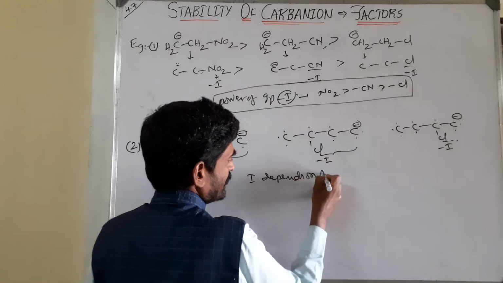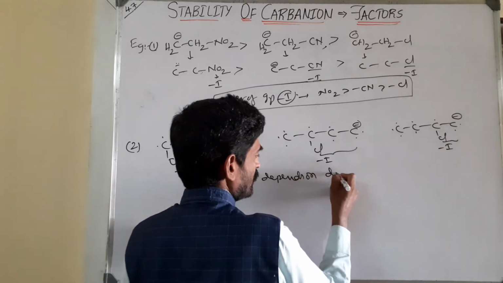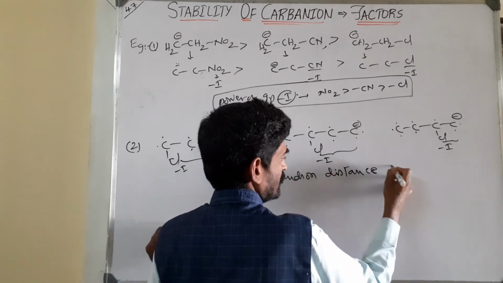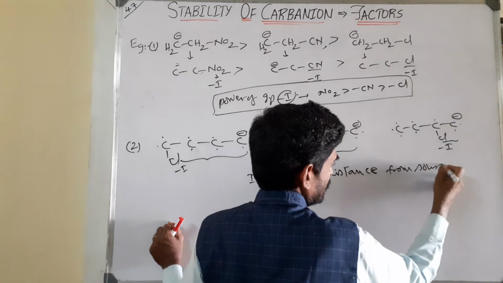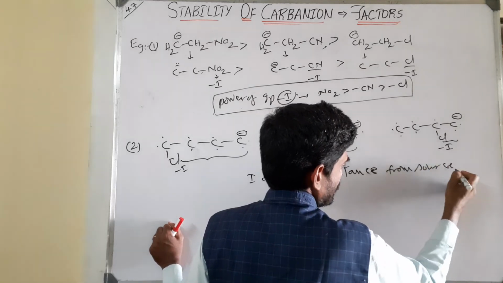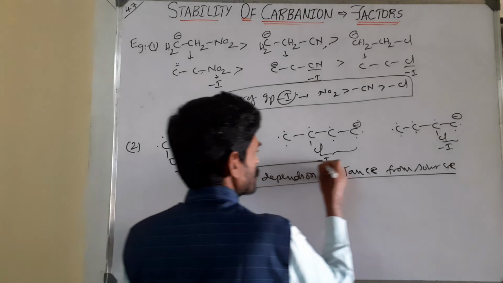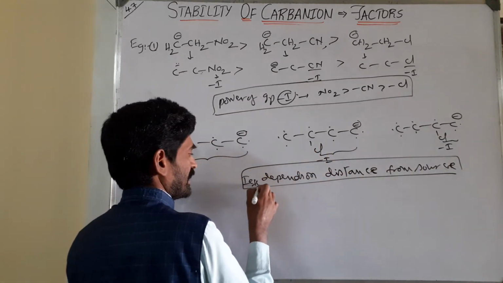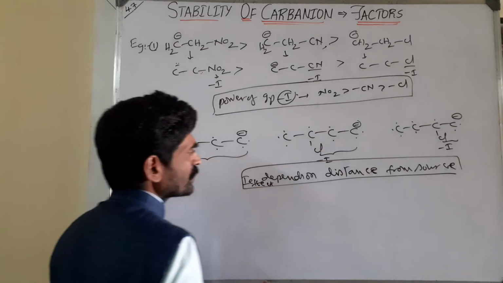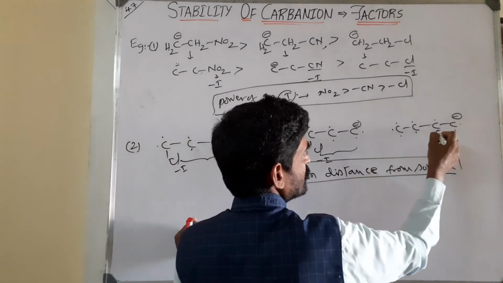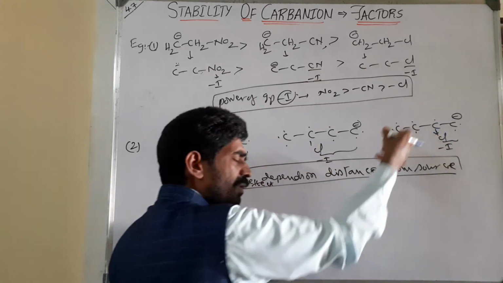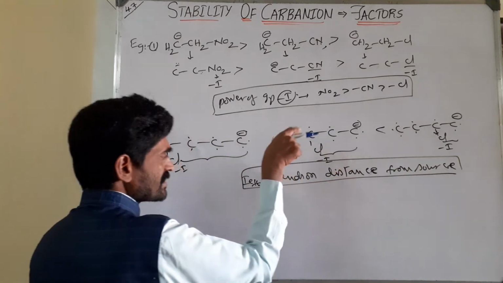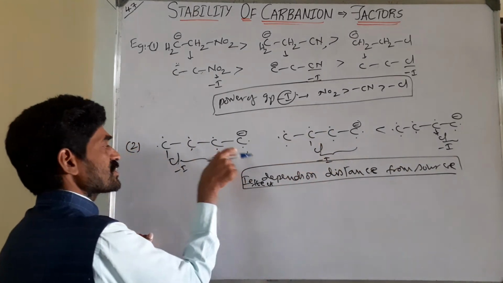It depends on distance, the distance from the source. As distance from the source increases, so the inductive effect, the I effect, depends on distance. Here distance is less, so the withdrawing effect is more, the charge dispersal is more, and it is more stable. Here distance increases, stability is less; distance further increases, stability is less.